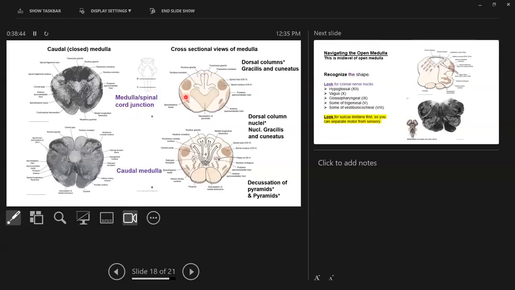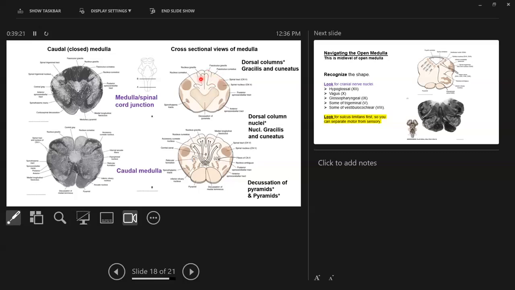This would be a good way of learning the shapes and the proportions of brainstem. In this illustration, under A and B, we are looking at the caudal or closed medulla. First, very caudally at the spinal medullary junction, where the decussation of the pyramids is. And the dorsal columns are still coming in, practically uninterrupted from spinal cord.